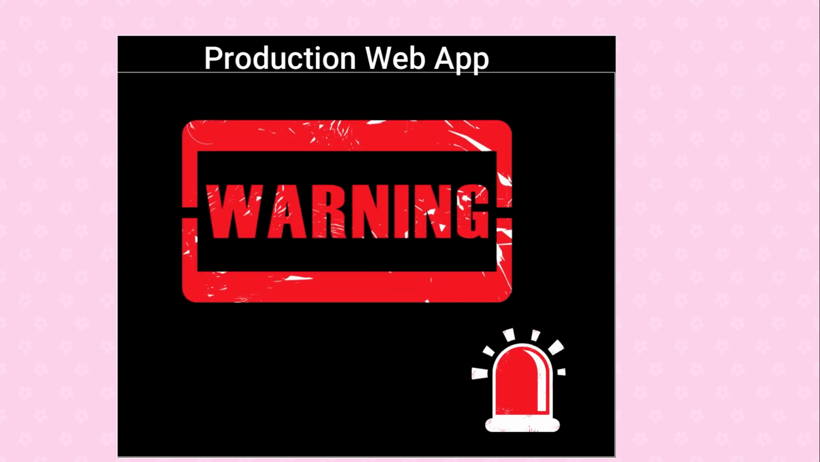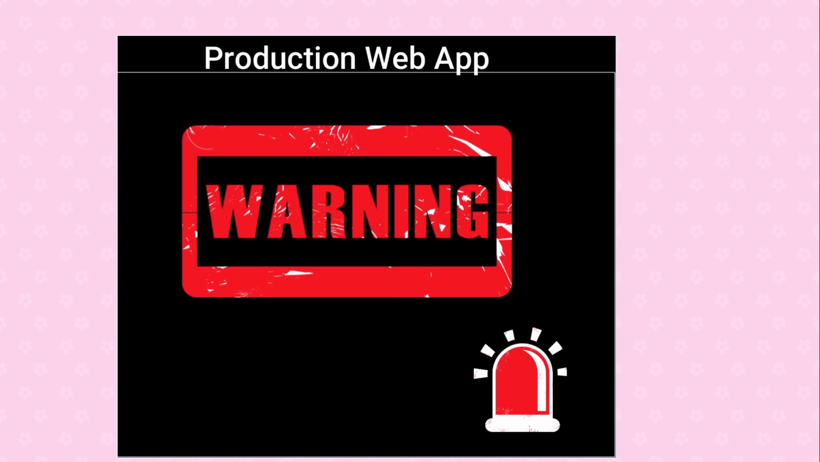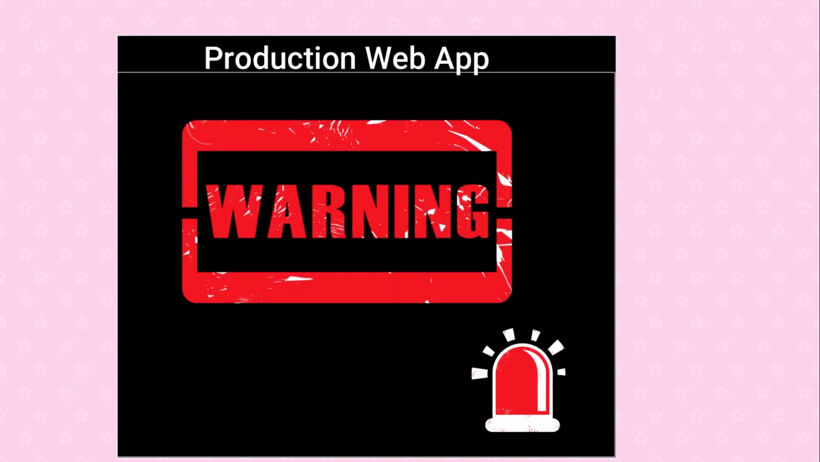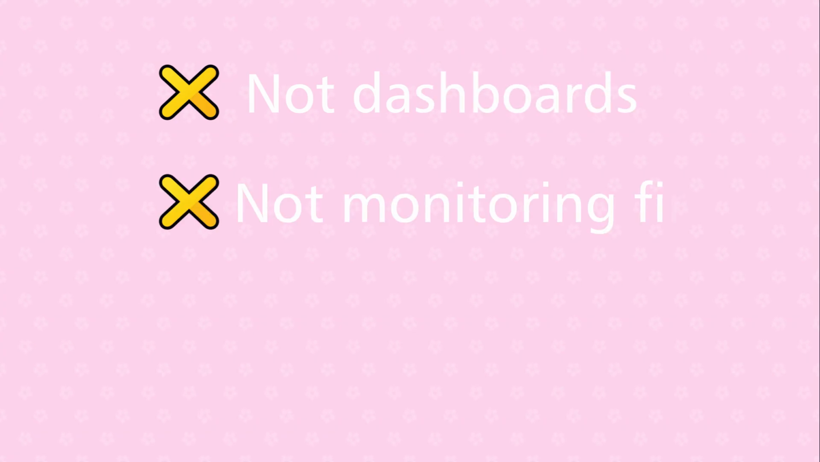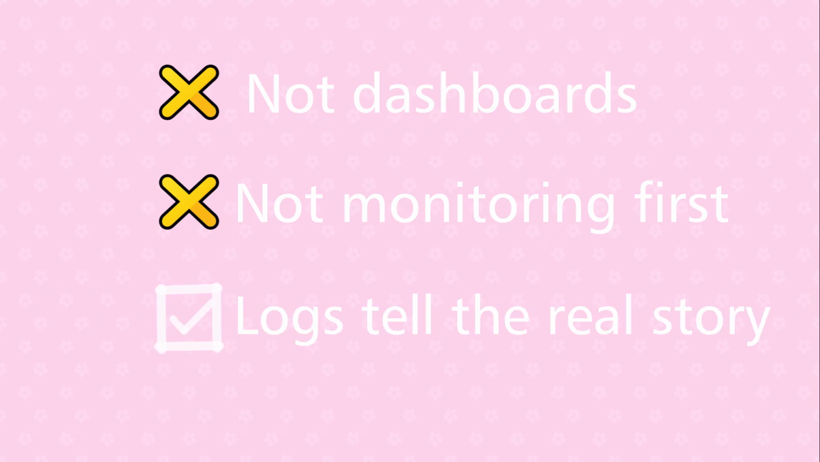Whenever something breaks in production, the first thing a Linux system admin does is check the logs. Not any dashboard, not any monitoring tables. The first thing he will check is the logs, because logs tell the real story.